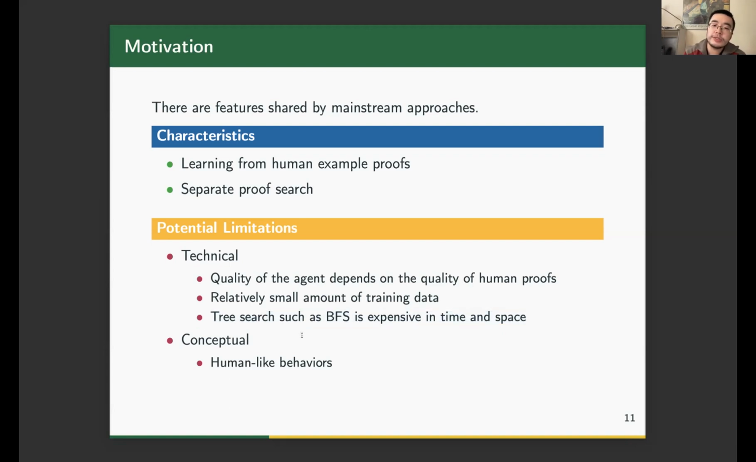And the third is that tree search, such as breadth first search, is very expensive in time and space. And it is unnatural. Conceptually, human experts do not prove theorems that way, right? You don't really do breadth first search when you prove mathematical theorems. You have your intuition, right? So we want to model that kind of behavior.